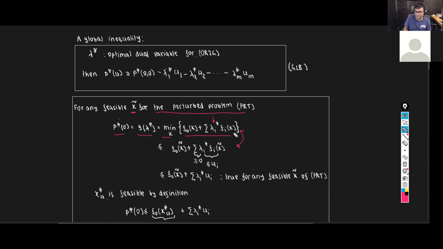I think so. I might have a question though. You've picked x tilde from the feasible set for the perturbed problem, right? But it's not necessarily feasible for the original primal problem. Exactly. Keep that in mind. Now keep in mind that this problem is an unconstrained optimization problem, so feasibility does not have anything to do with this.